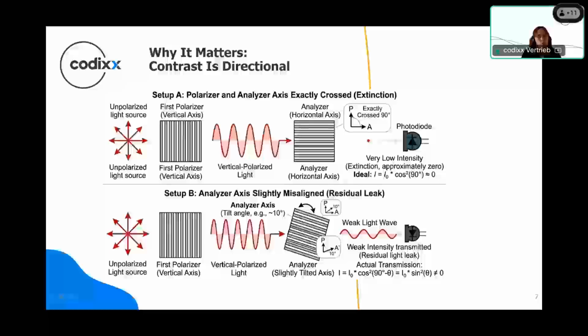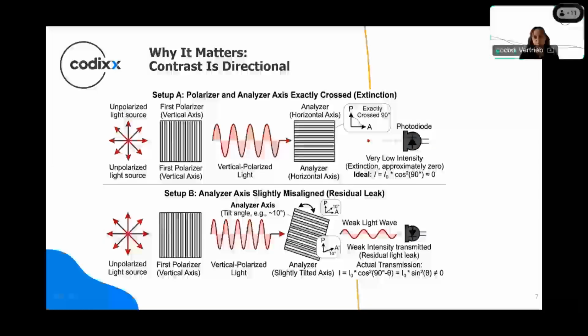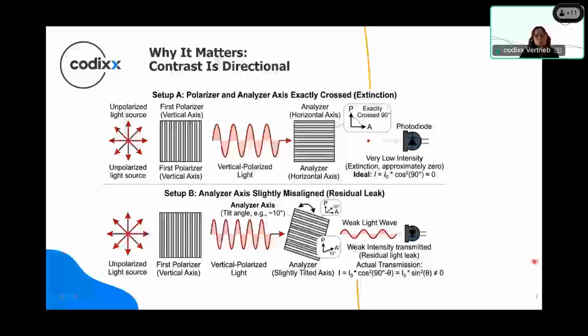The contrast ratio is one of the most important specifications of a polarizer. The contrast is always connected to a direction. So let's refresh our fundamental physics with Malus's law. Here you can see an ideal setup: you have your incoming light, and you have one polarizer with a vertical axis and another one with a horizontal axis.